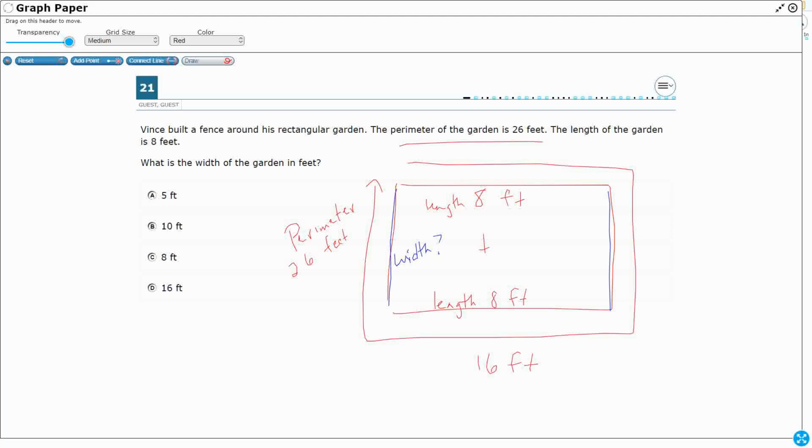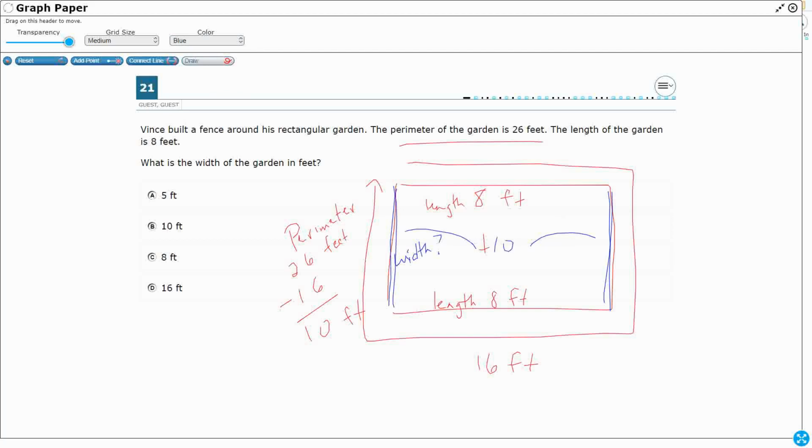So there are 16 feet that I have so far. The whole thing is 26 feet. So how much does that leave me? It leaves me with 10 feet. But that 10 feet, take a look. I've got two different widths. I've got to split it in half, right? This whole thing needs to equal 10.